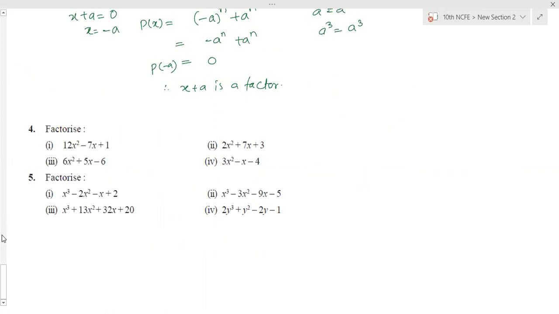So here we have to factorize now. All the parts of the factor theorem we have done. Now these are the 2 terms which we have to factorize, which is not based on factor theorem. Normal factorization we have to do. In the fourth question, it is a trinomial, so we have to do it by middle term splitting.